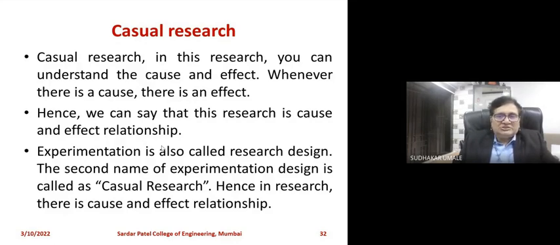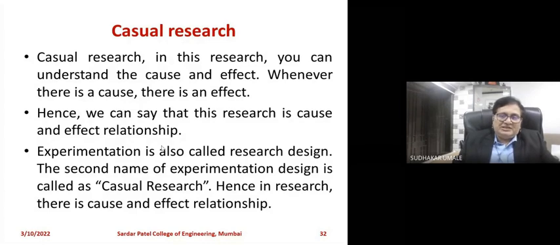Whenever there is a cause, there is an effect. So this is very important, and we will discuss it. Hence, we can say that this research is a cause and effect relationship. Experimentation is also called a research design. The second name of experimentation design is causal research. Hence, in this research, there is a cause and effect relationship.